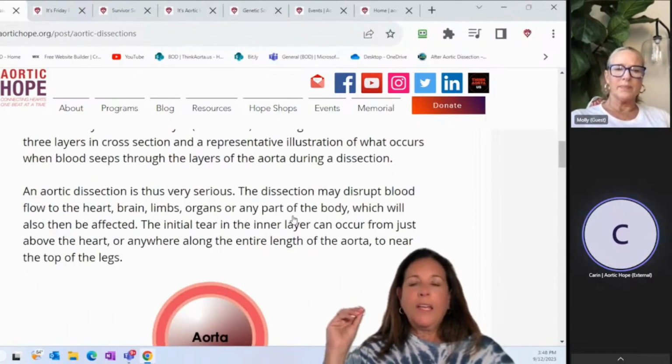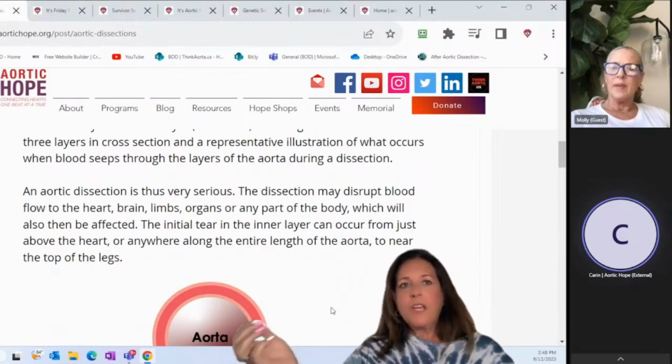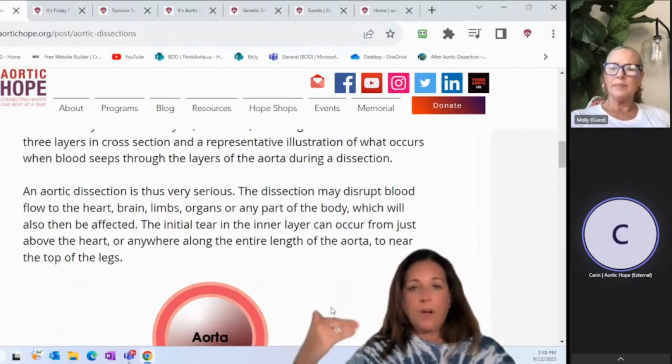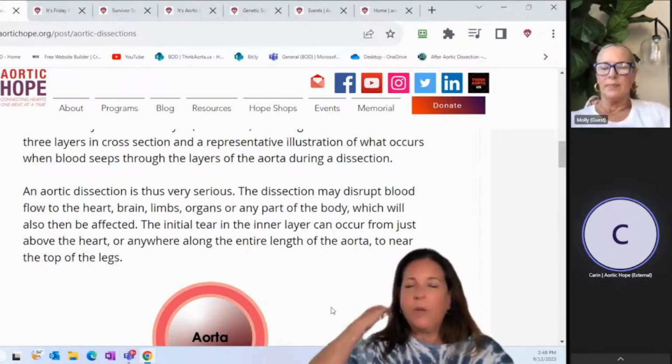So it actually can disrupt blood flow to your brain, to your limbs, to your organs, to any part of the entire body. The initial tear in the inner layer can occur from anywhere, just above the heart, which would be your aortic root area, and along the entire aorta, anywhere on its way down.